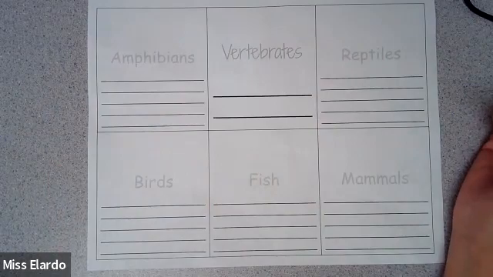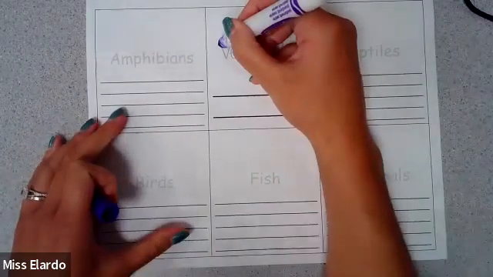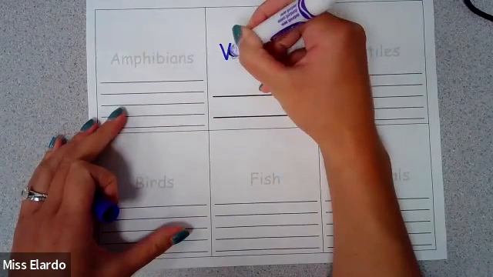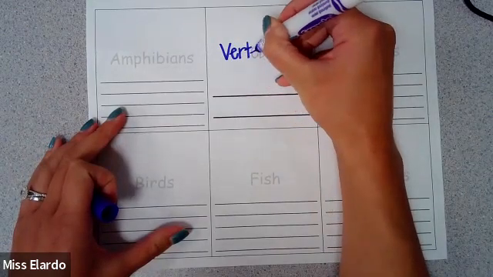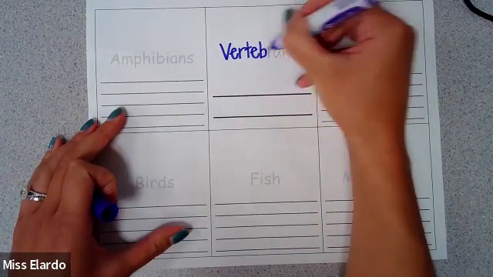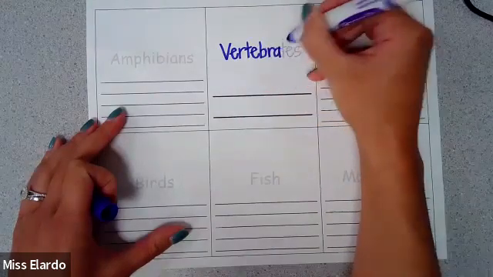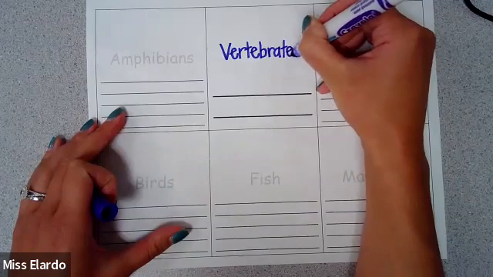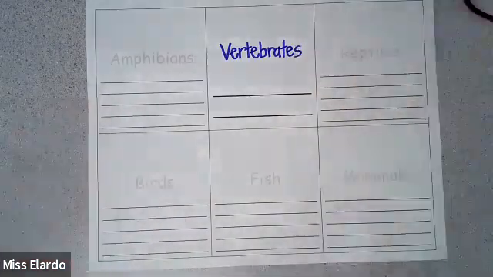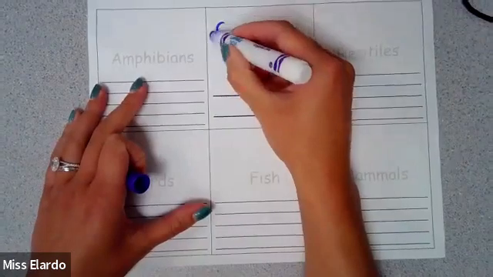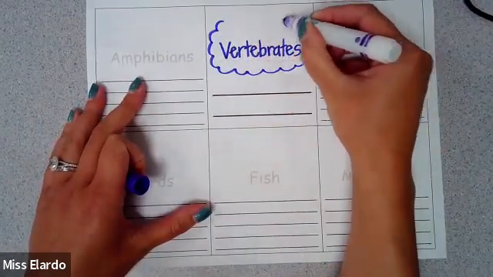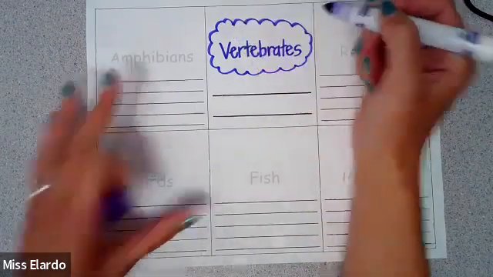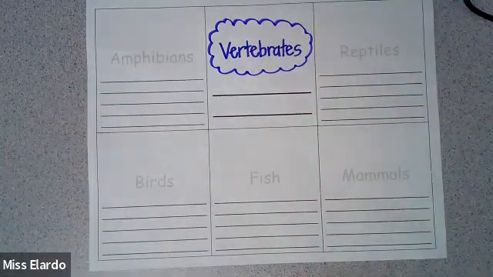This time, a little different than last time. So you'll start off by tracing vertebrates. You can trace vertebrates with markers when it's your turn. Great. And I'm going to put a little cloud around it because this is the title of our whole poster. Vertebrates. Vertebrates are a group of animals.